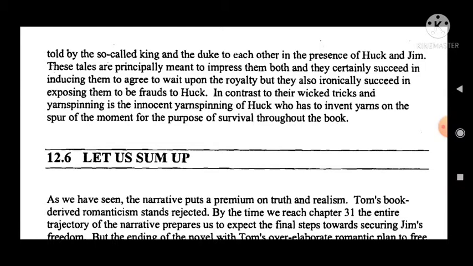In contrast to their wicked tricks and yarn spinning is the innocent yarn spinning of Huck, who was to invent yarns on the spur of the moment for the purpose of survival throughout the book.